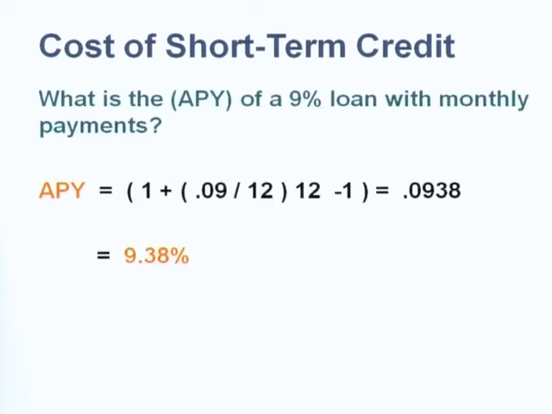So, example: what is the APY or EAR of a 9% loan with monthly payments? So m equals 12, monthly payments. Substitute the numbers into the equation. APY equals 1 plus APR, 9% divided by 12, to the power of 12, minus 1. So the APY will be 9.38%, which is greater than 9%. Why? Monthly compounding.